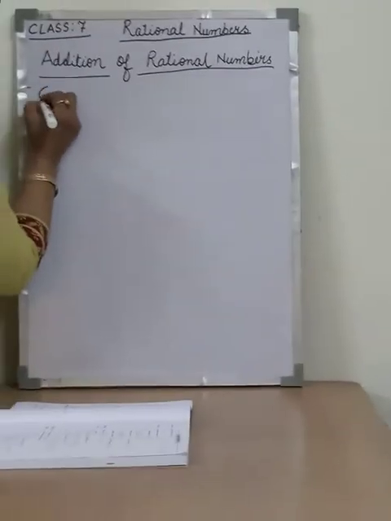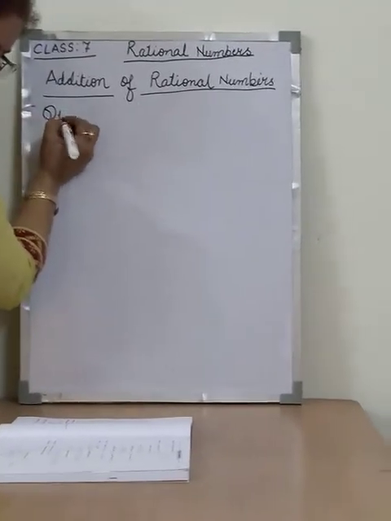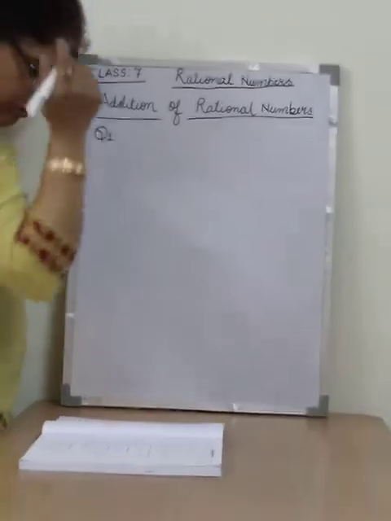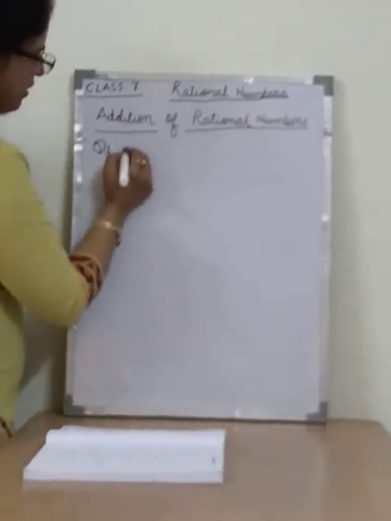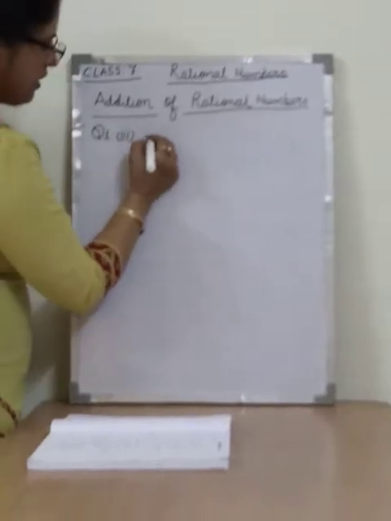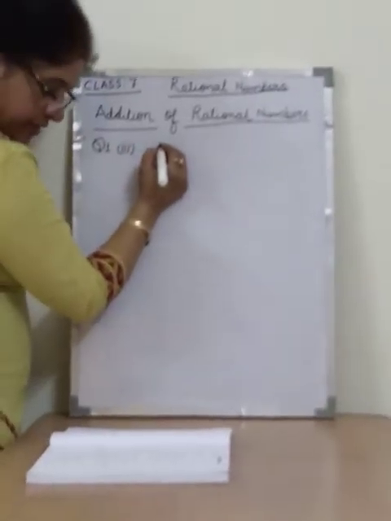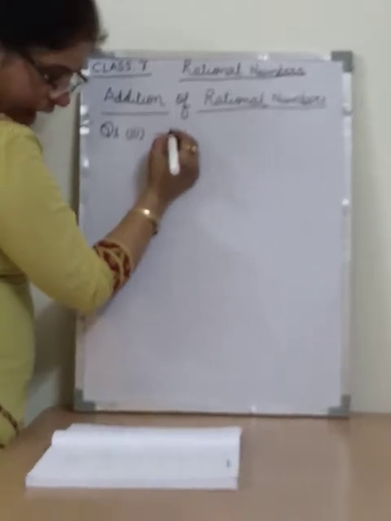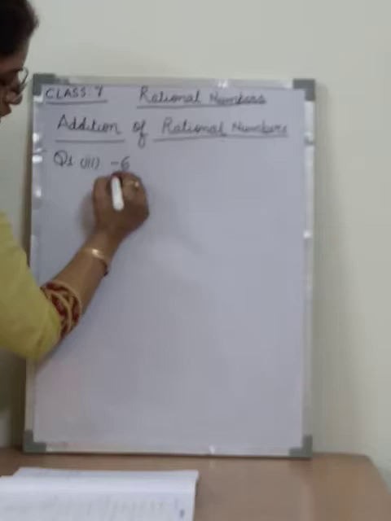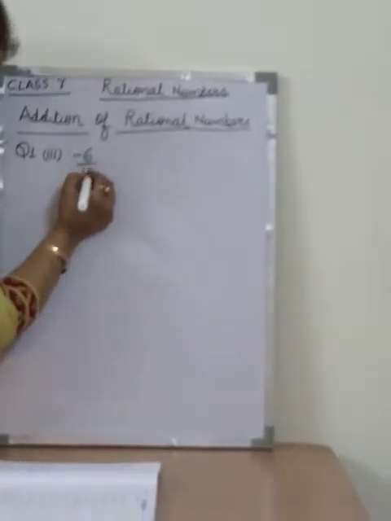Question number 1 has 6 parts. I'll do exactly 2 parts for you. I do question number 1, third part. See, again, first you read the question line. Add the following rational numbers. So first you write the mathematical expression showing that we are adding.